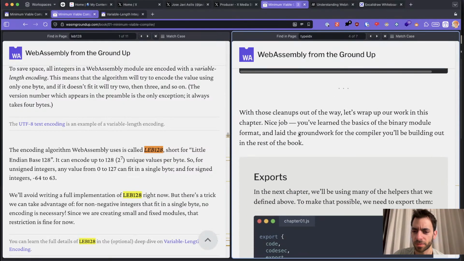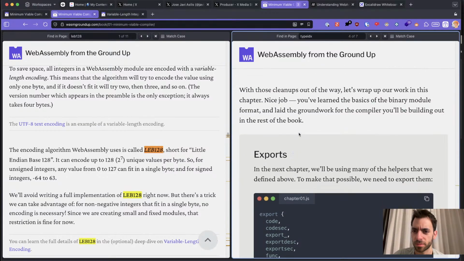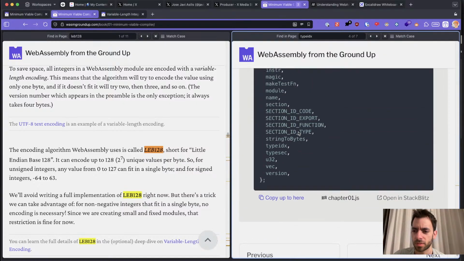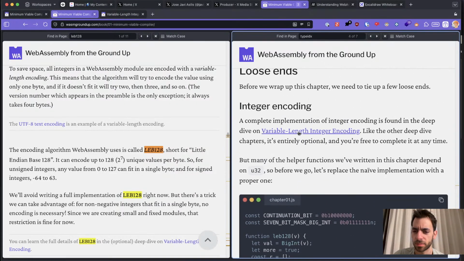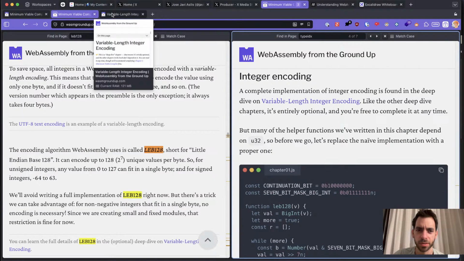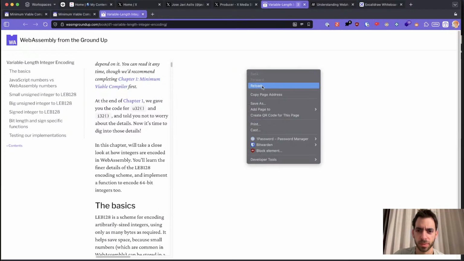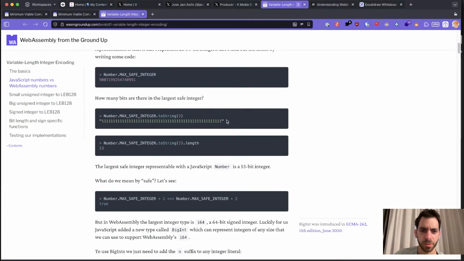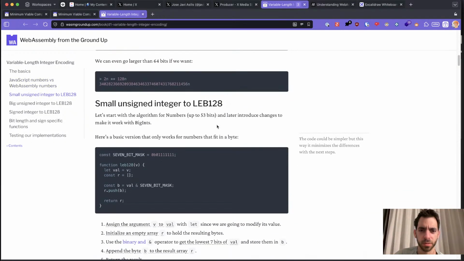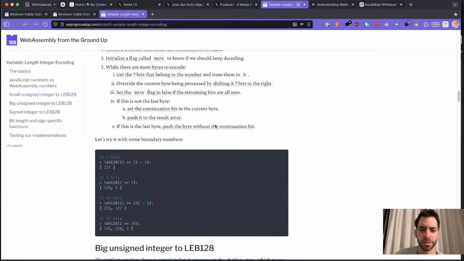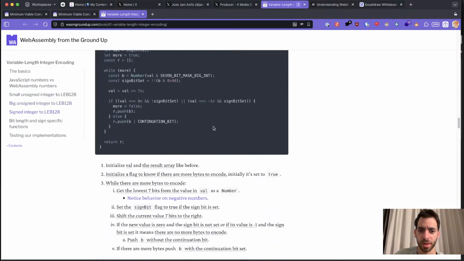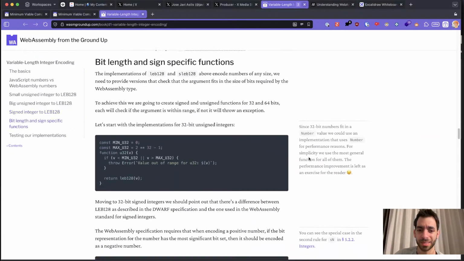Okay, with those cleanups out of the way, let me see if this actually covers it up. I'm going to reload. Yes, WebAssembly numbers. Then the small and signed integer to LEB. Here I think it actually breaks it down. I really don't know how to work with binary and with masks. We enter into binary notation when it comes to using only a single ampersand.